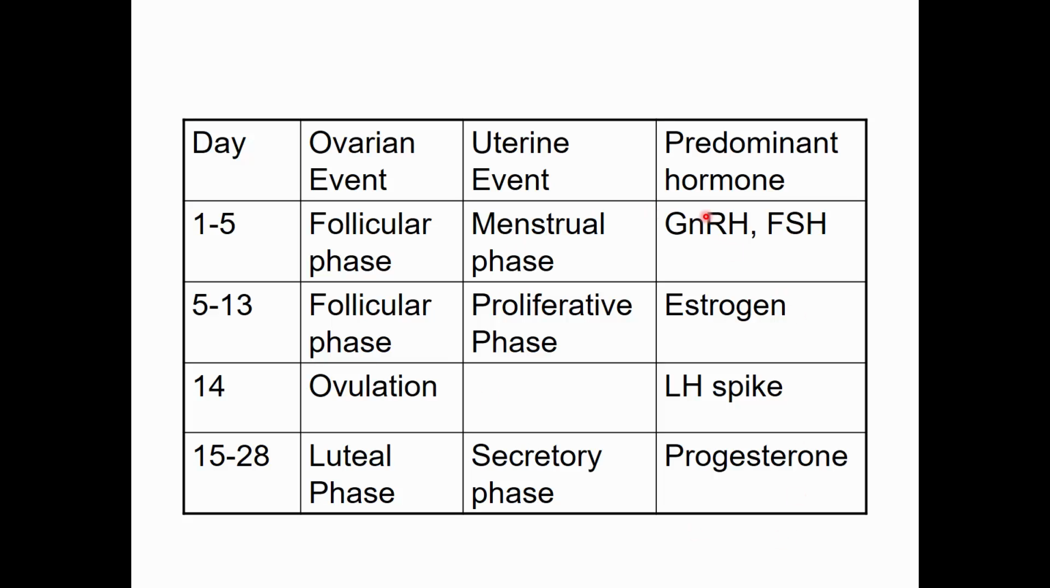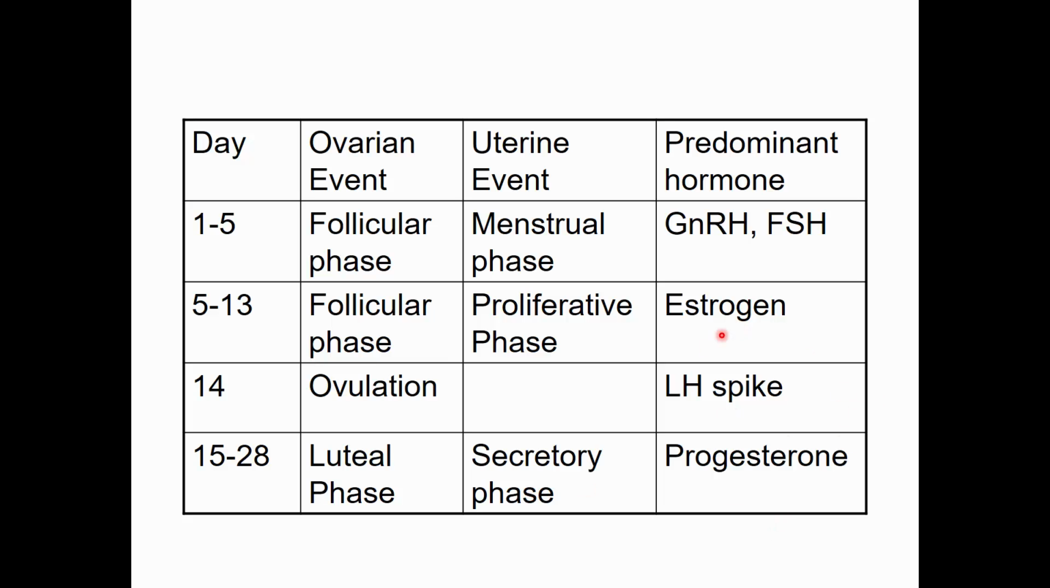I like to put things in tables, so here's another way to think about it. If we have a 28-day cycle, day 1 to 5 is the follicular phase, while the menstrual phase is going on. Because estrogen and progesterone are low, FSH is high. As the follicle grows, the production of estrogen allows for the proliferative phase. About day 14 will be ovulation. It's hard to say, the uterus doesn't immediately go from a proliferative to a secretory phase. There's a 24-hour period where that has to kind of convert.